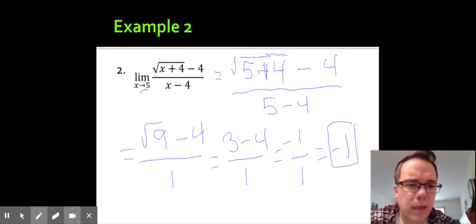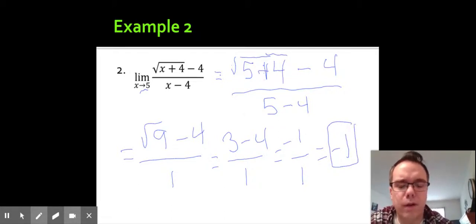So again, don't be in such a hurry to do the factoring step or do the conjugation step. You may be working too hard if the number that we're plugging in does not actually get us a 0 on the bottom. And remember, the number we always plug in is whatever number our x is going to. So in this case, it was 5. So that's why I plugged in 5. And I didn't get a 0 for a denominator, so I could just plug it in and get a limit going to negative 1.